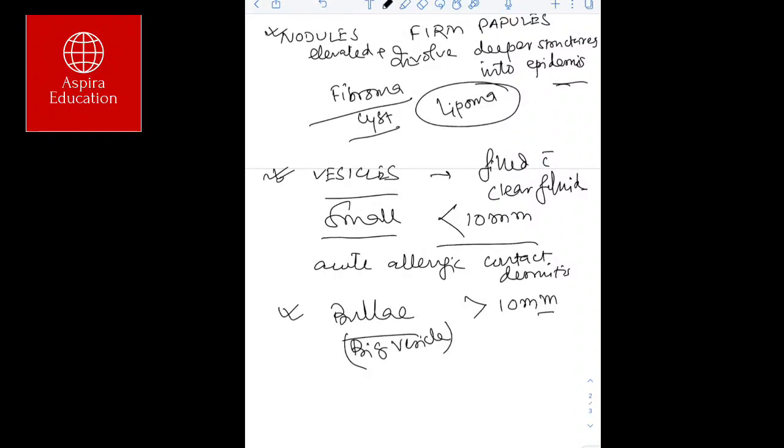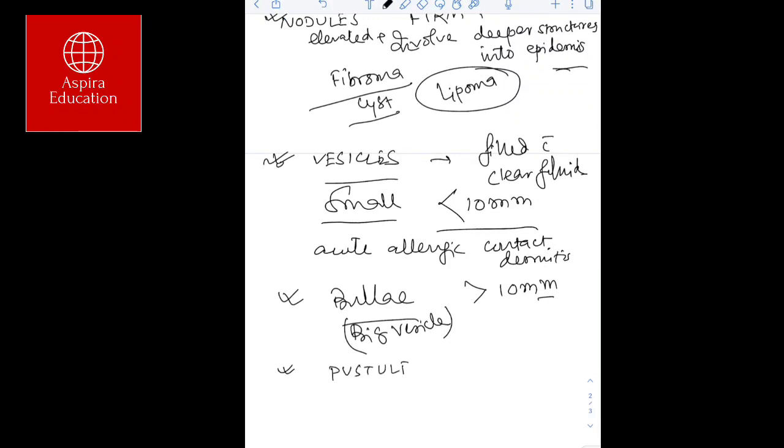Where can we find bulla? That's very common: bullous pemphigoid, pemphigus vulgaris, toxic epidermal necrolysis, Stevens-Johnson syndrome. Occasionally, in some spectrum of various erythemas, we can find bulla. Okay. Now we are moving on to the next.